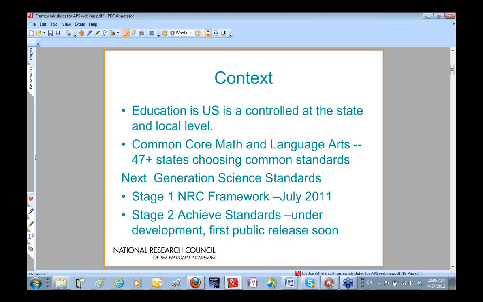And the Next Generation Science Standards are intended to be the same kind of thing for science. They're not being called Common Core Science for political reasons, but they're going to function very much like Common Core. The development of these standards is being done in two stages. The first being the framework, which I hope most of you have already looked at, and the second being the standards, which are being developed now, and there'll be a public release of a first draft in a week or so, I believe.